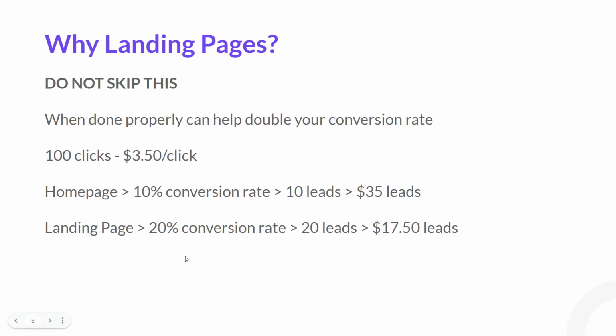If you use a landing page and you double that conversion rate, now you're getting 20 leads on 100 clicks. That's 20 leads at $17.50 per lead, and that's at $3.50 a click. So one of the biggest levers you can pull on a Google Ads campaign to make it work better is where you're sending the traffic. Again, don't skip this step.